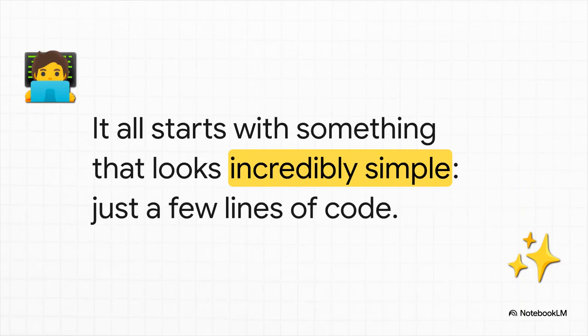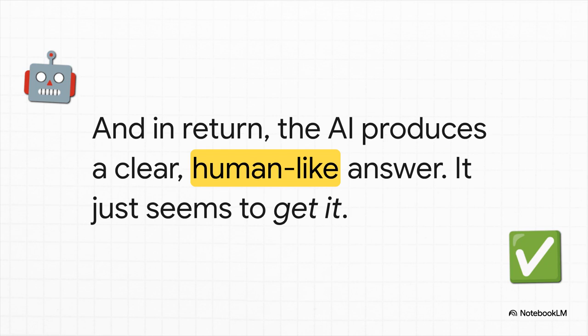Okay, so where does it all begin? Well, from the outside, it looks almost ridiculously simple. You, as the user, might just write a couple of lines of code. You're just feeding a sentence into something called a pipeline. And boom, just like that, you get this perfectly clean, easy-to-understand answer back. It tells you the sentiment is positive, and it's even super confident about it.